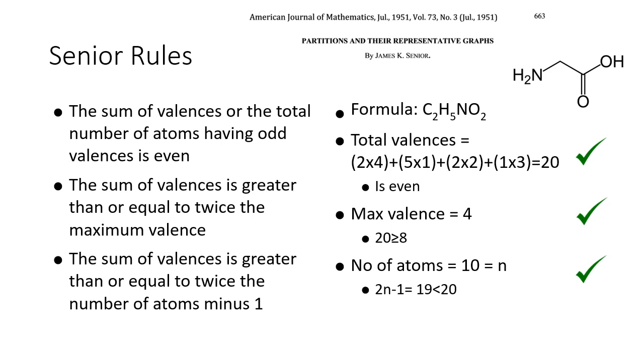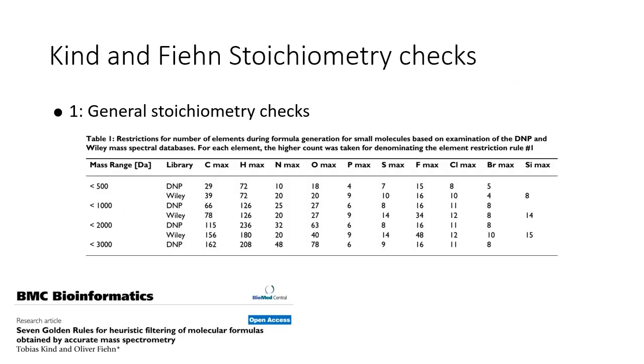Any formulae that don't pass all these rules would be deemed invalid and will be dropped off our list of possible assignments to any peak in our spectrum. Any of the formulae that have by this point passed both the Lewis and Senior rules would then be carried over into the next stage. For this next stage, Kind and Fiehn proposed checking any potential formulae against a set of 3 rules that they developed themselves.